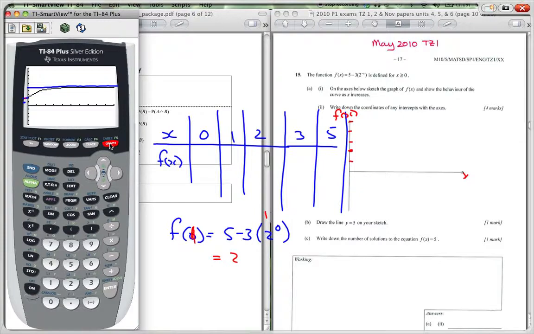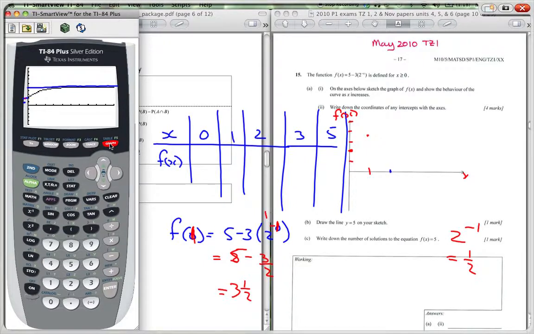For f of 1, we're going to get 5 minus 3 times 2 to the minus 1. 2 to the minus 1 is the same as a half, so it's times a half, or 3 over 2. So your value is 5 minus 1.5, which is 3.5. At 1, I'm looking at 3.5, about over there. Yours will obviously have a much nicer and neater diagram than mine.